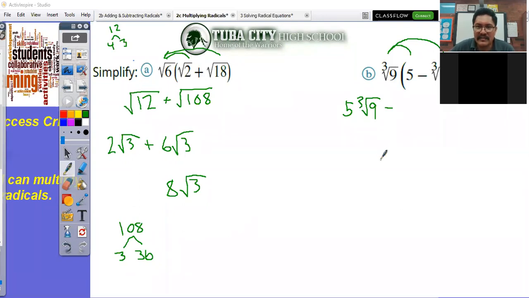I think it was this one. I'm not sure if it was this one. All right, so cube root of 162.